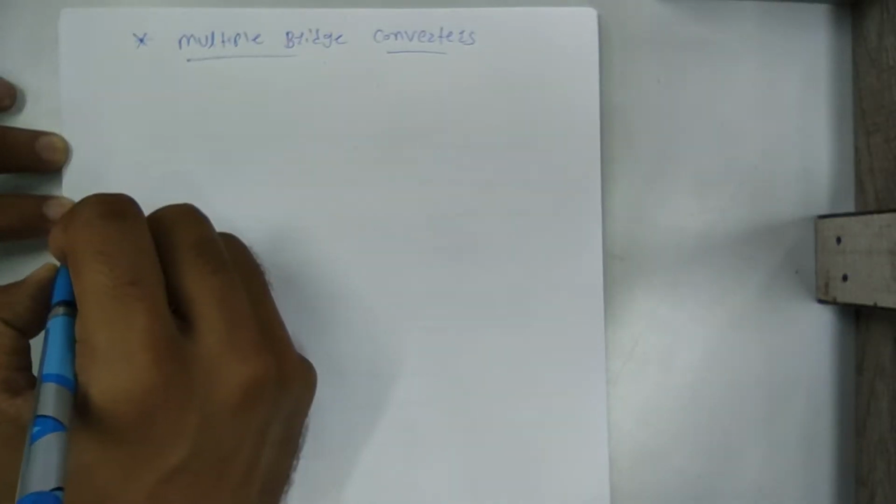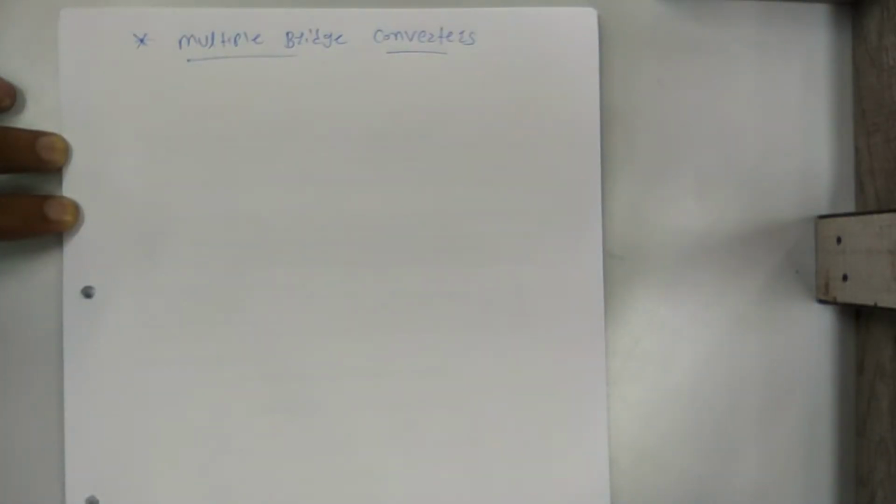So what is a multiple bridge converter? Till now we have studied only the bridge type of converter, 6 pulse converters. They have only 6 valves. So a multiple bridge converter is nothing but the series connection of a number of bridges. So that is called a multiple bridge converter.